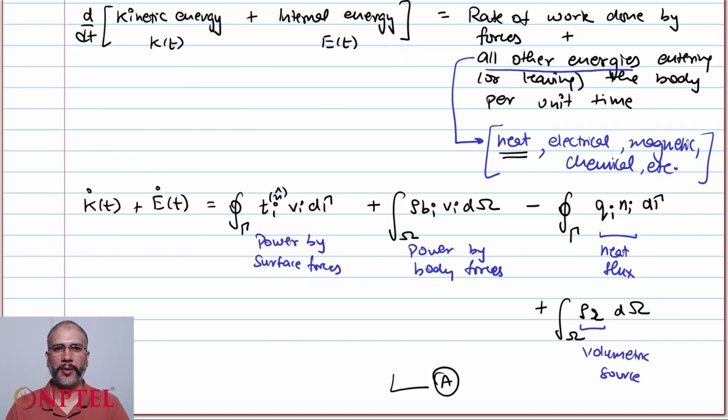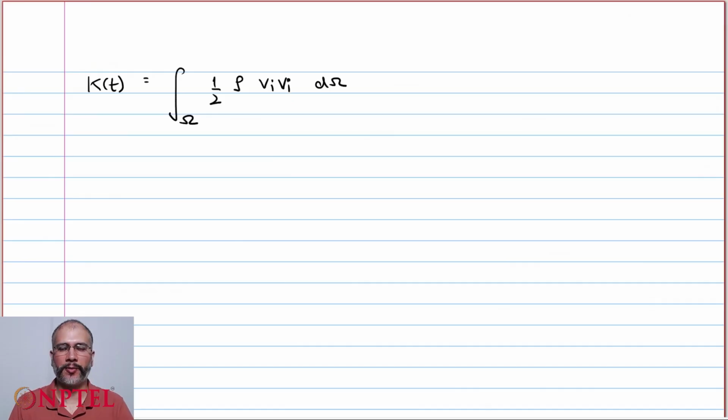Now let's talk about the left hand side, which involves the time rate change of the kinetic and the internal energies. So the kinetic energy as a function of time can be written as the integral over the complete volume of half times dm, the mass of a small volumetric element d omega, times the magnitude of the velocity squared for that element. So this is the total kinetic energy as a function of time.